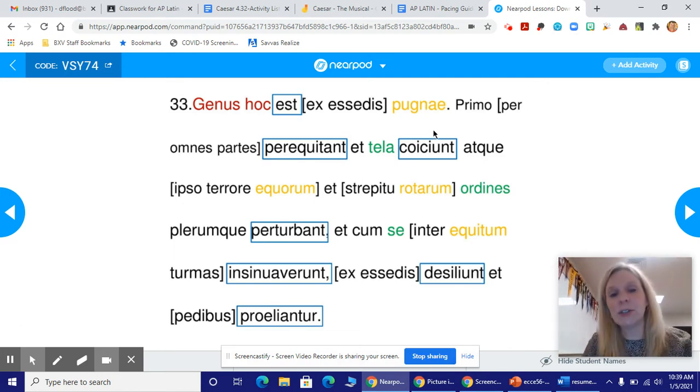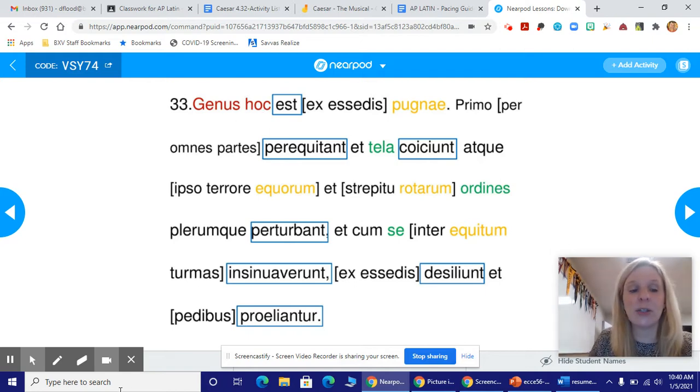When last we left Caesar, his legion had been foraging for food, and the Britons were attacking his legion. Now Caesar is describing the type of attack by the charioteers the Britons are using on the Romans. So let us begin. Genus hoc est ex essedis pugnae. The type of fighting is this from the charioteers.